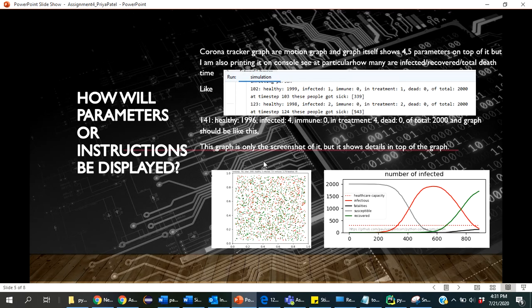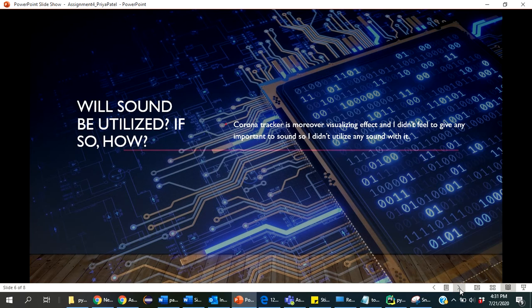But the graph shows us some differences. At some times the graph is increasing, sometimes it's decreasing, because at the start the coronavirus infected so many people. Then we took some precautions like isolation, then 100% lockdown, and after some time 70% lockdown. After that the number of infected people started reducing. If you see this motion graph, you will identify at which point the graph started to reduce with the infected people. And will sound be utilized? No, because the corona tracker is more of a visualization effect, and I didn't give any importance to sound, so I didn't utilize any sound with it.